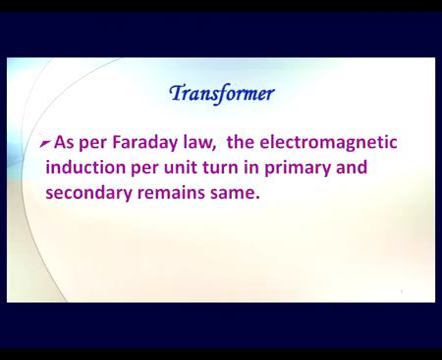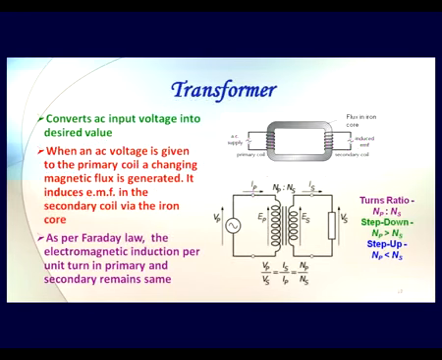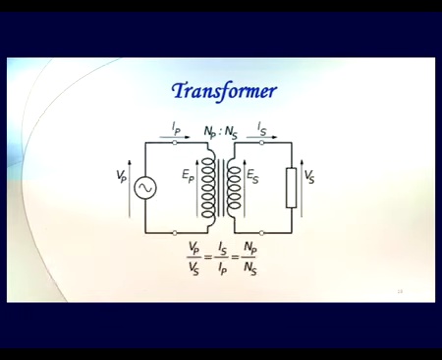As per Faraday's law, the electromagnetic induction per unit turn in primary and in secondary remains the same. What does it mean? It means that the voltage across the primary and the voltage induced across the secondary is solely dependent on the proportion of the turns of primary and secondary. Here at the bottom, I have given the relation: the voltage in the primary upon voltage in the secondary is equal to the number of turns in the primary, Np, upon number of turns in the secondary, Ns. And of course the current relation is inverse here.